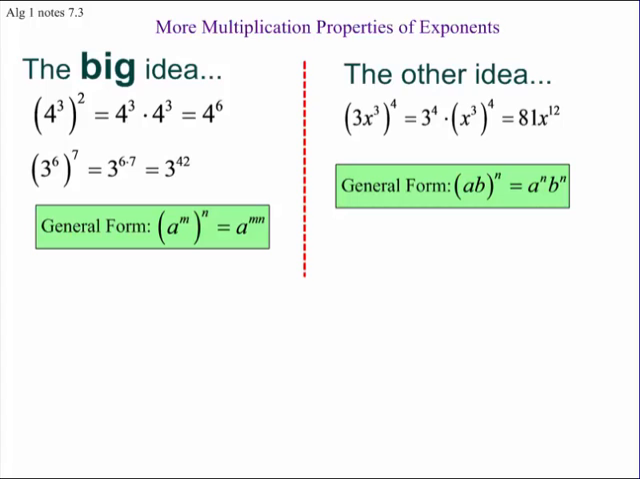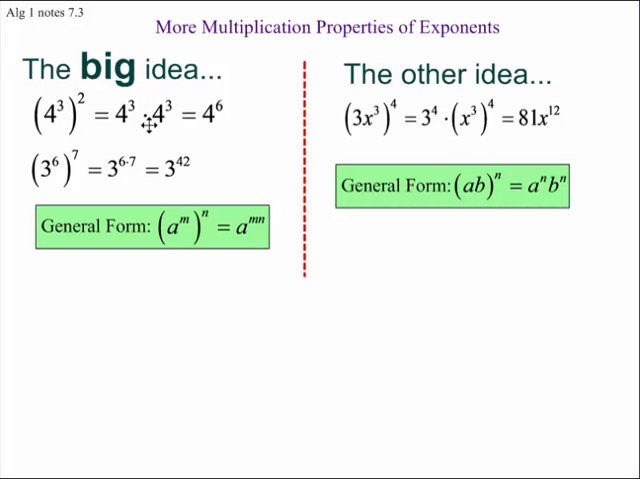Okay. So let's get some of this done here. More multiplication with properties. Okay, so the big idea, what is happening here? We're going to write this in expanded form. If I have 4 to the 3, 4 to the third power, so 4 times 4 times 4, and I do that 2 times, then that's doing 4 to the third power twice, right? That's what squaring means, is you do it twice. So 4 to the third twice.